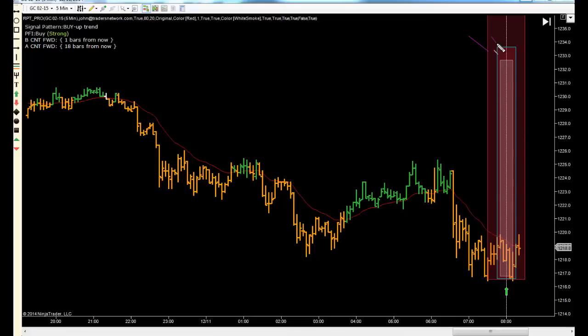The blue box inside of it is the reaction zone of a 15-minute chart. The one inside right here is the reaction zone of a 5-minute chart. They're all coming together. So that's one thing I want to tell people to watch. And of course when this was going down, it was a sell. It was a strong sell, and the market's coming down into this area.